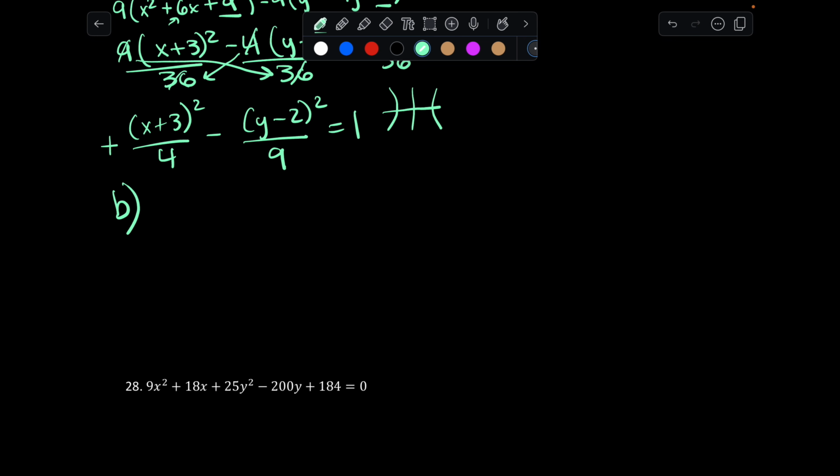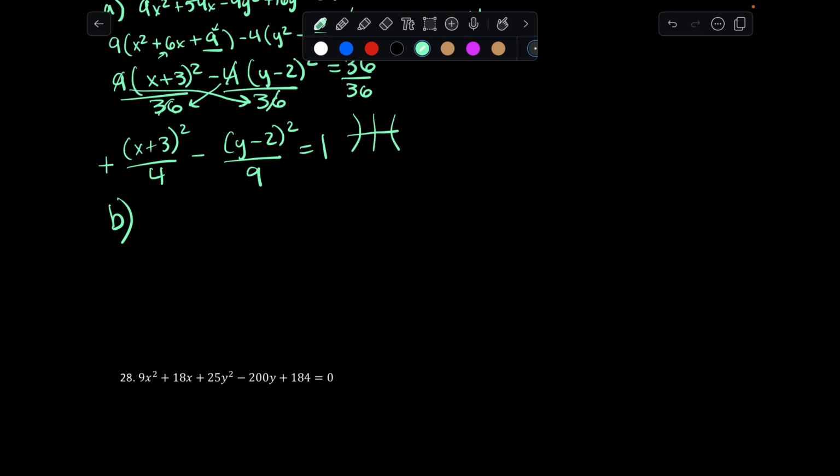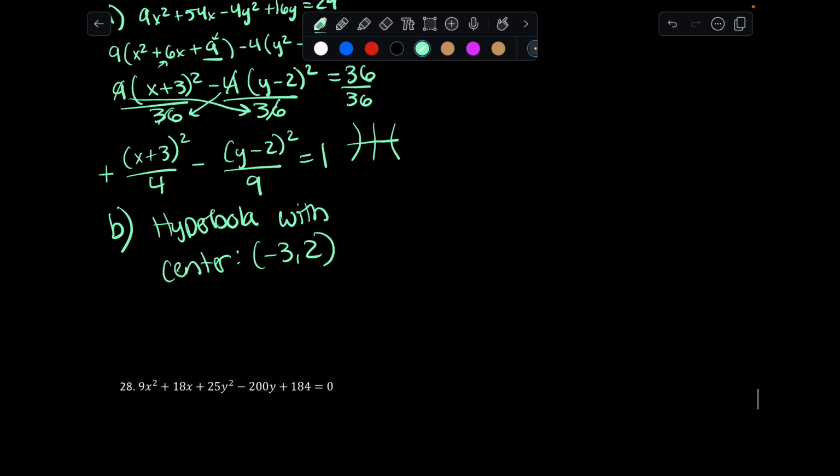So part B, we need to draw a sketch of this. I'm going to have a pretty large sketch over here. So we have a hyperbola with, we need our center. Our center is going to be negative 3, positive 2. And that's based on the numerators. So x plus 3, we have a solution of negative 3. Y minus 2, we have a solution of positive 2.